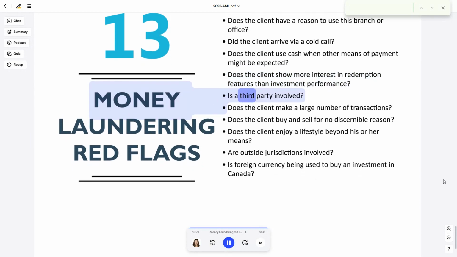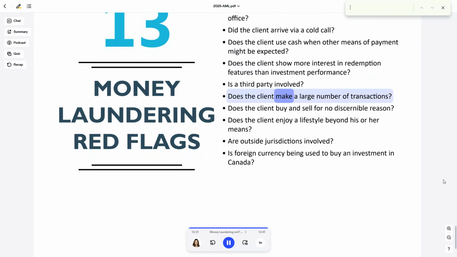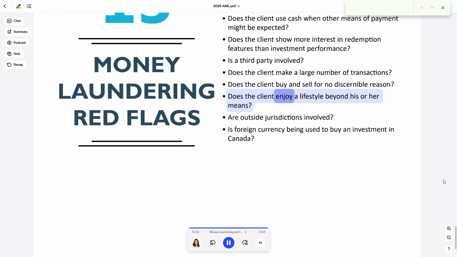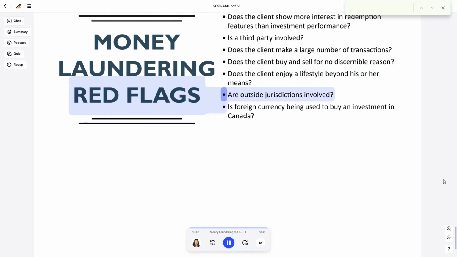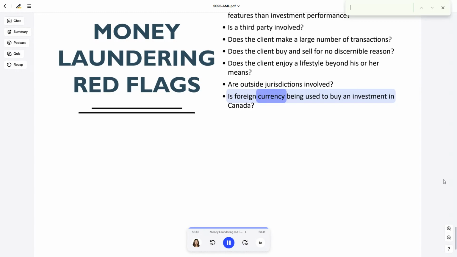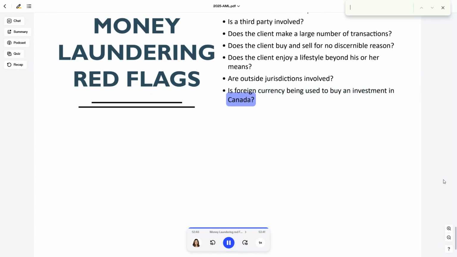Is a third party involved? Does the client make a large number of transactions? Does the client buy and sell for no discernible reason? Does the client enjoy a lifestyle beyond his or her means? Are outside jurisdictions involved? Is foreign currency being used to buy an investment in Canada?